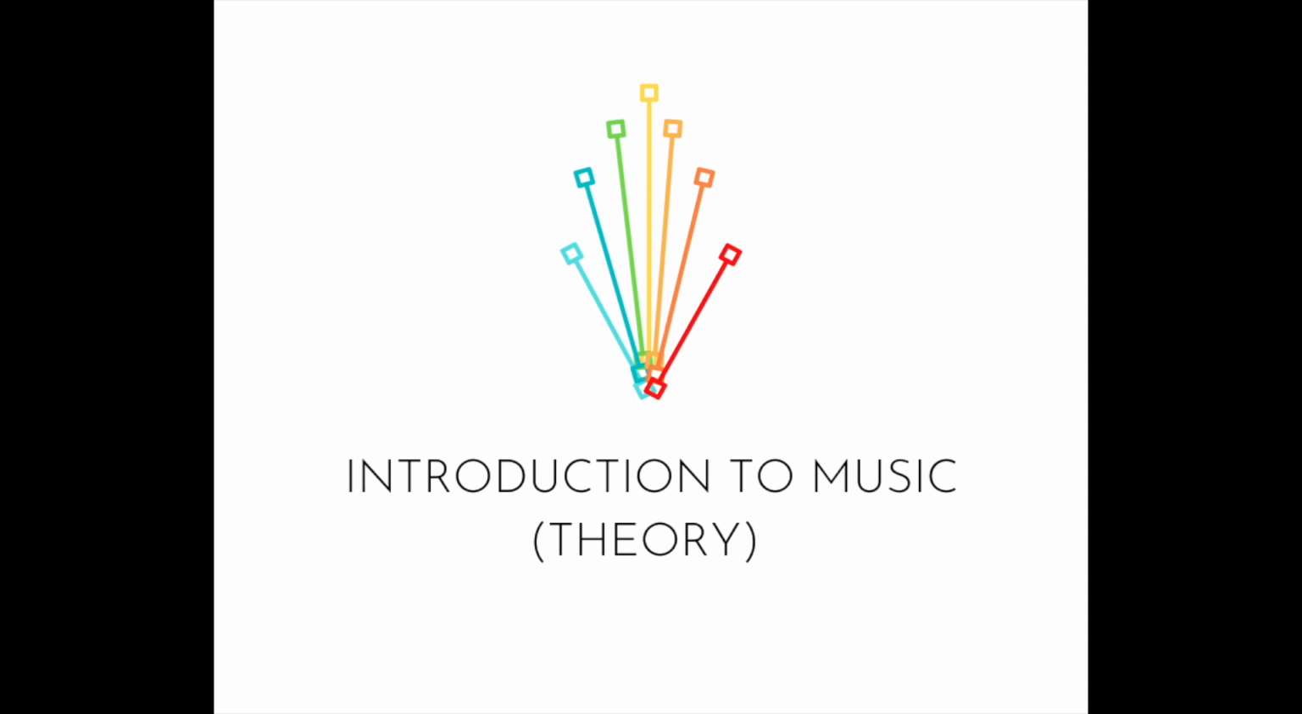B flat, E flat, and our third flat is? A flat. Good, A flat. So E flat major has 3 flats. What are the notes of E flat major? So E flat, F, G, A flat, B flat, C, D, and E flat. Bravo.